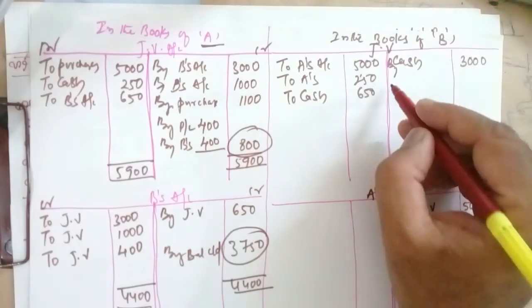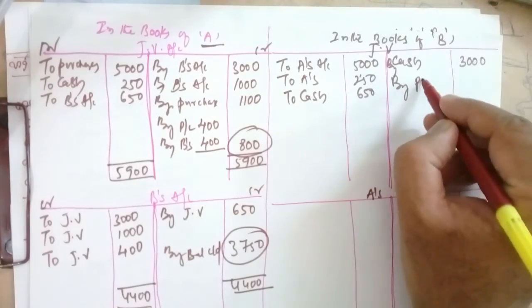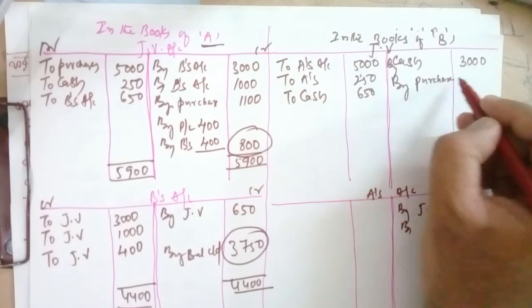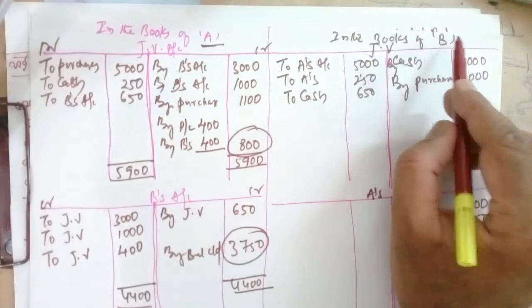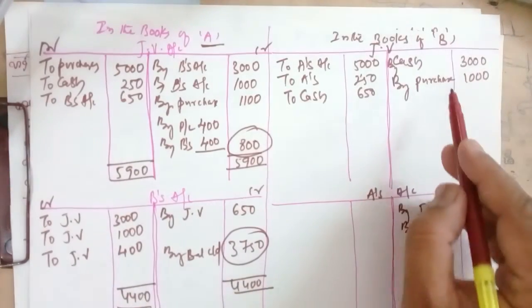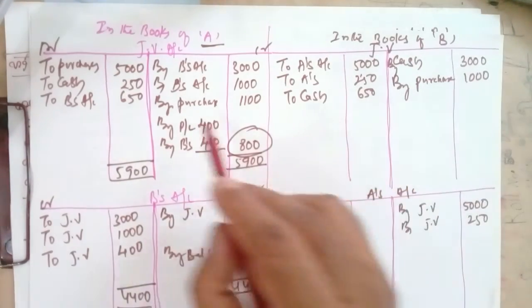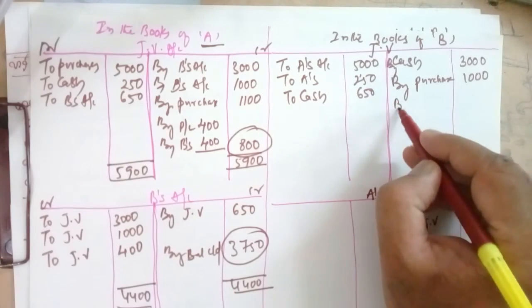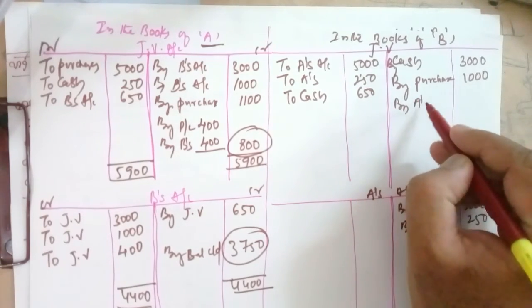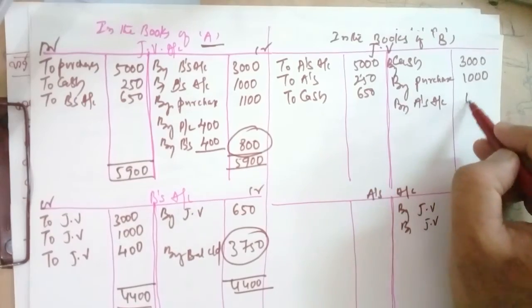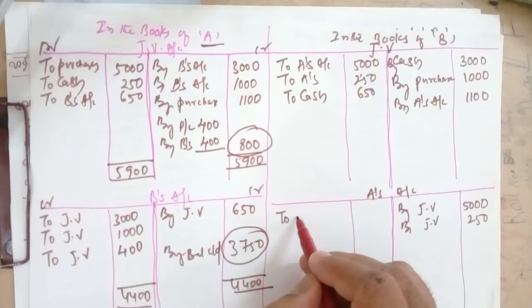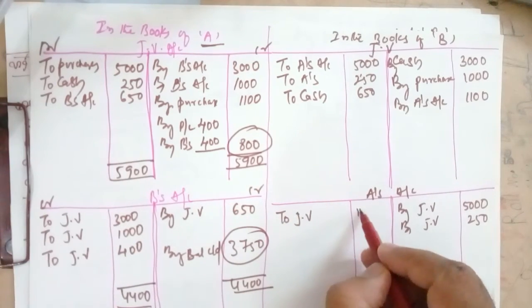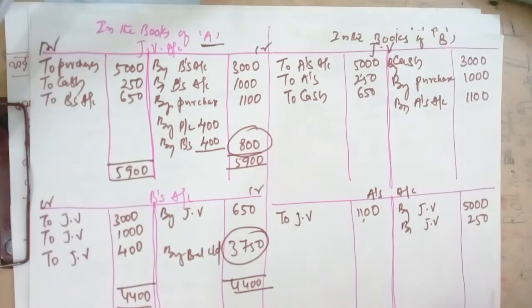And B takes over the material worth rupees 1000. So B is taking over, hence by purchases. How much? 1000, because B is taking over the material. When he takes over the material, it goes to his purchases account. Clear? Now A is taking over the material. So then by A's account, how much? 1100. In A's account, what do we write? To joint venture, 1100. Clear? So this is the way of posting.